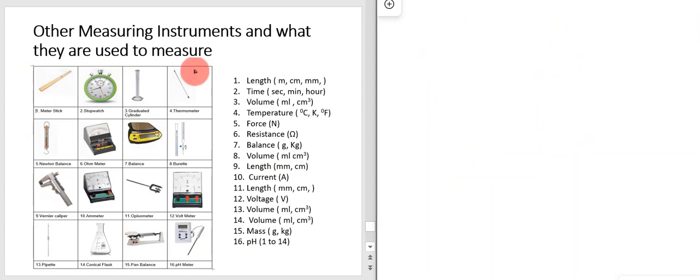So just to introduce you to some of the other instruments that you will use along our way when we're studying physics, and also when we're doing chemistry, just so you have an idea of what they are. It's important that you know what each of these is used to measure. The first one is a meter stick. The meter stick is used just to measure length.